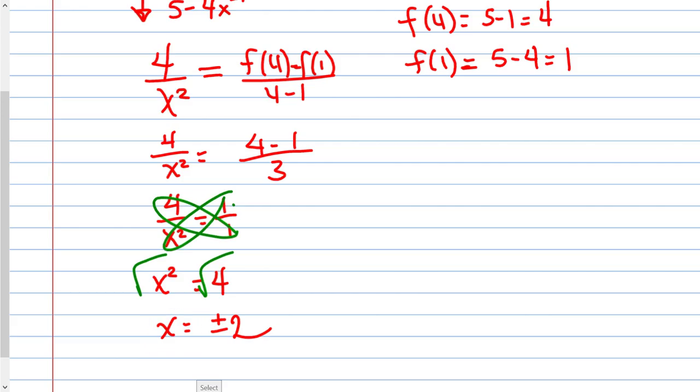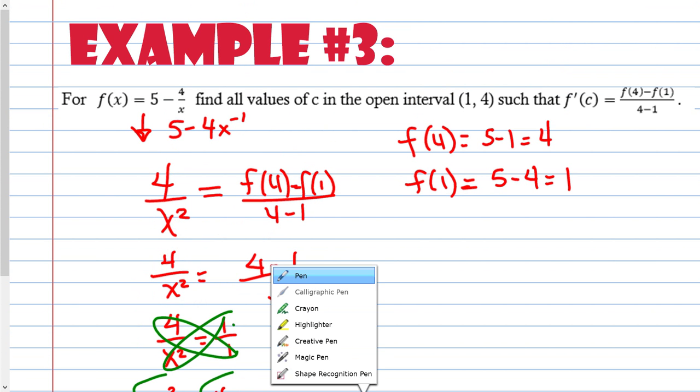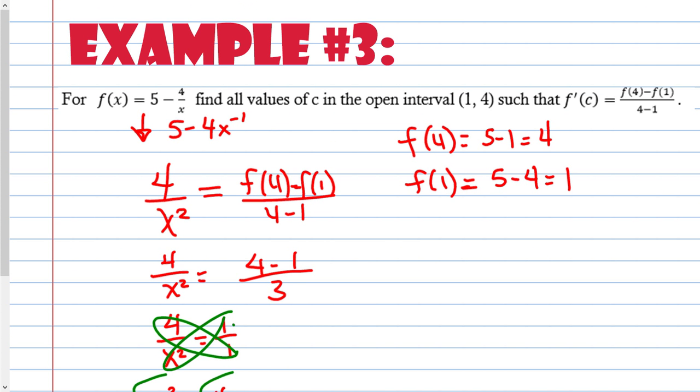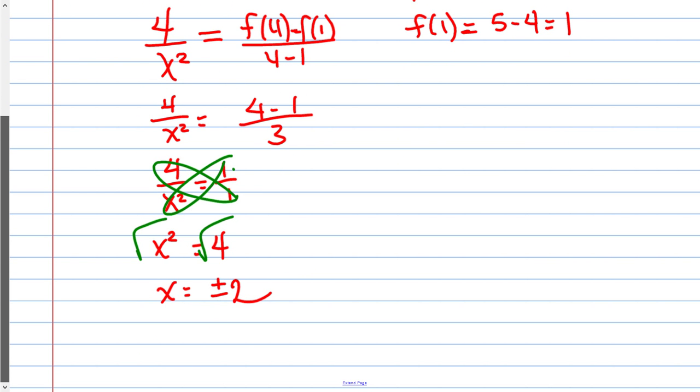Okay, so looking back at my interval, it was from 1 to 4. Positive and negative 2? Well, one of them is not in between 1 to 4. So that means my final answer is just positive 2. And this is my C value, where the slope of the tangent is equal to the slope of the secant.